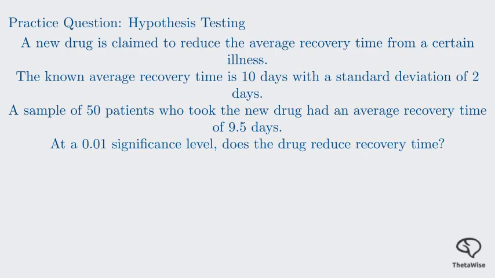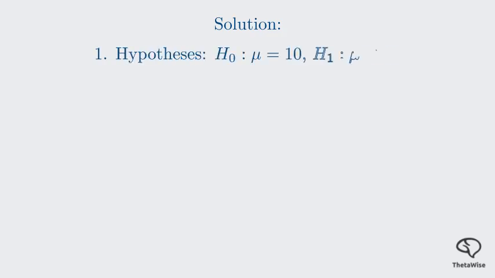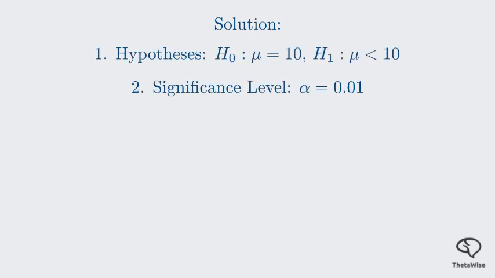Take a moment to pause the video and try to solve this problem using the 5-step process we learned. Alright, let's go through the solution together. First, the hypotheses. The null hypothesis is that the drug has no effect, so the mean recovery time is still 10 days. The alternative hypothesis is that the drug reduces recovery time, so the mean is less than 10. This is a one-tailed test.